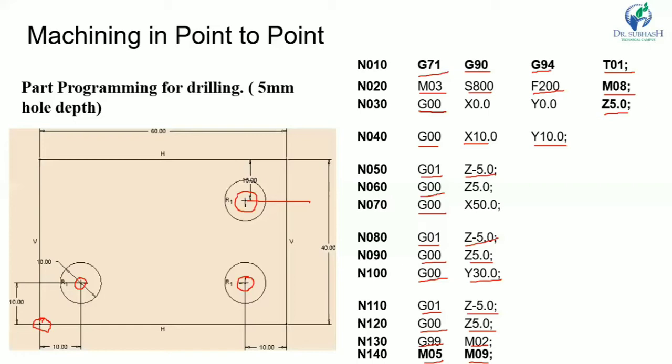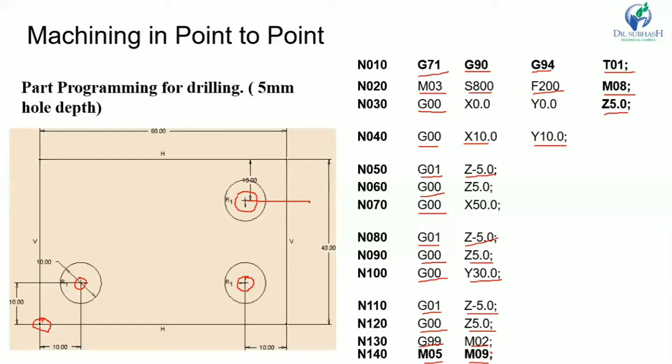M05 is the spindle stop, M02 is the program stop and M09 is the coolant off. So by this way you can drill the hole. That is the example of machining in point to point.